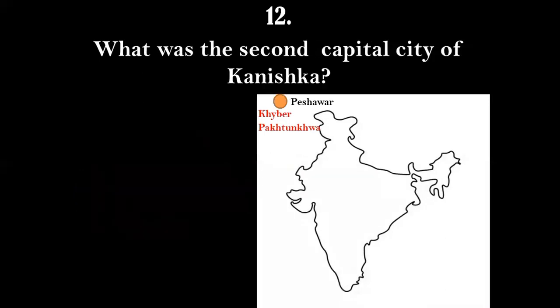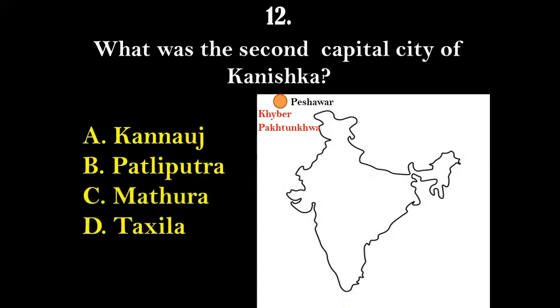Next, question number 12. What was the second capital city of Kanishka? The options given here are Kanoj, Badliputra, Mathura, or Dakshila. We should keep in mind that the first capital of Kanishka was Peshawar, which is in Pakistan today, and the second capital of Kanishka will be option number C, that is Mathura, which is in the province of Uttar Pradesh in ancient India.